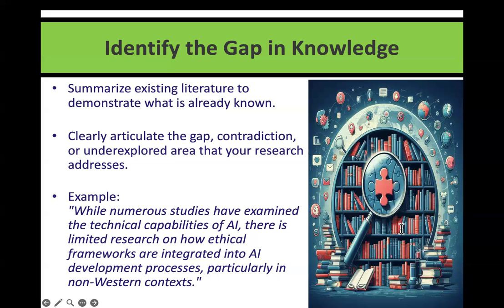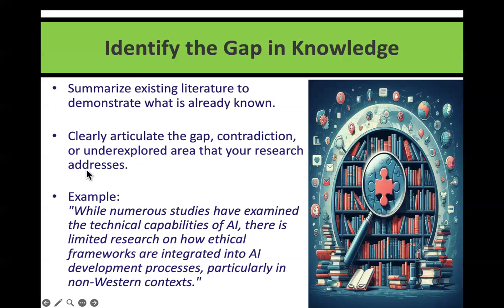There are quite a number of steps you can go through to identify the gap in knowledge. The first thing you can do is summarize the existing literature, and after that summarization, you then try to articulate what the gap is. For instance, in this particular example, I will just read it out: while numerous studies have examined the technical capabilities of AI, and basically what we are doing here is acknowledging the fact that a lot has been done in terms of examining the technical capabilities of AI.